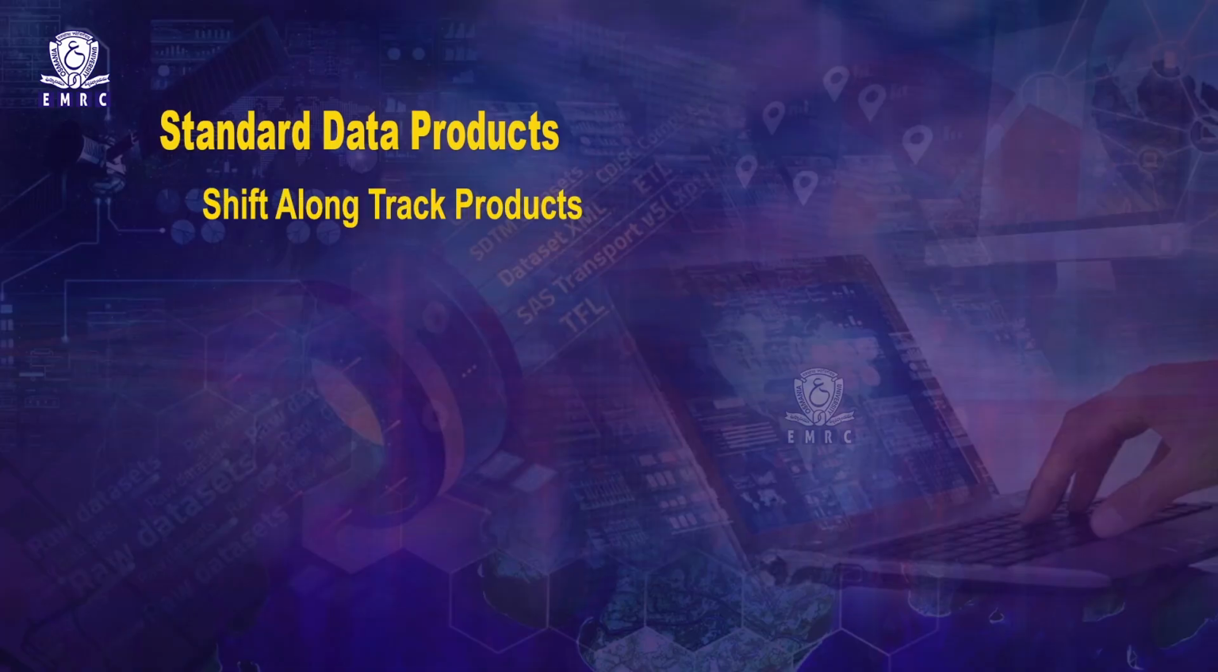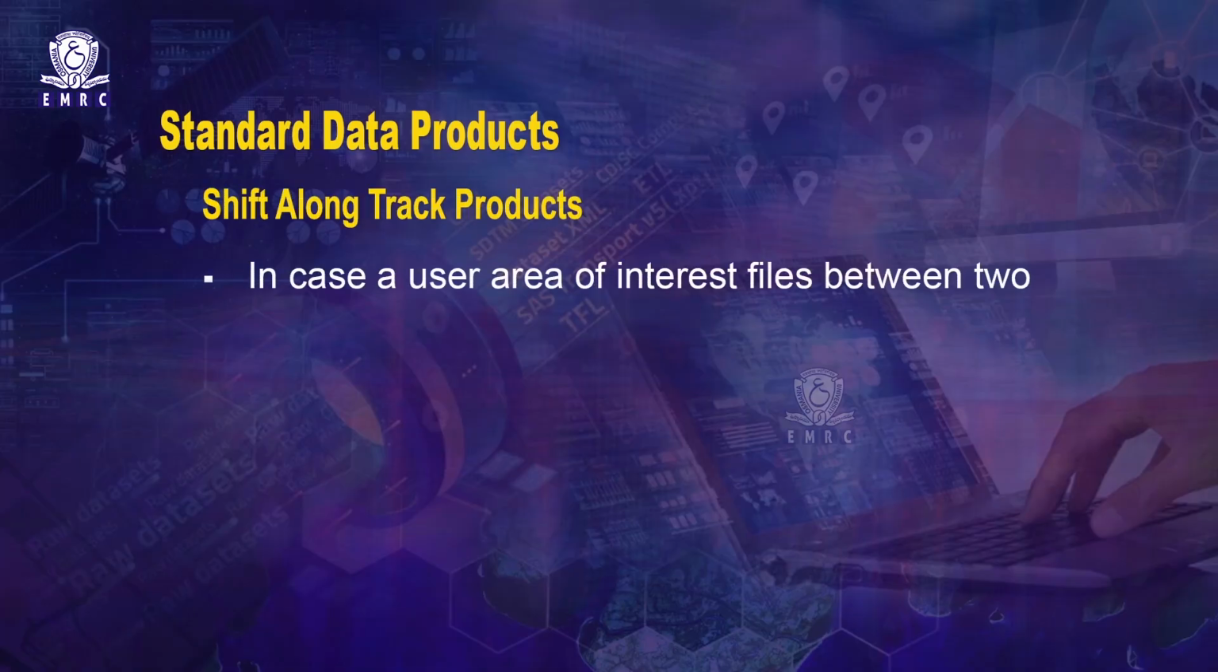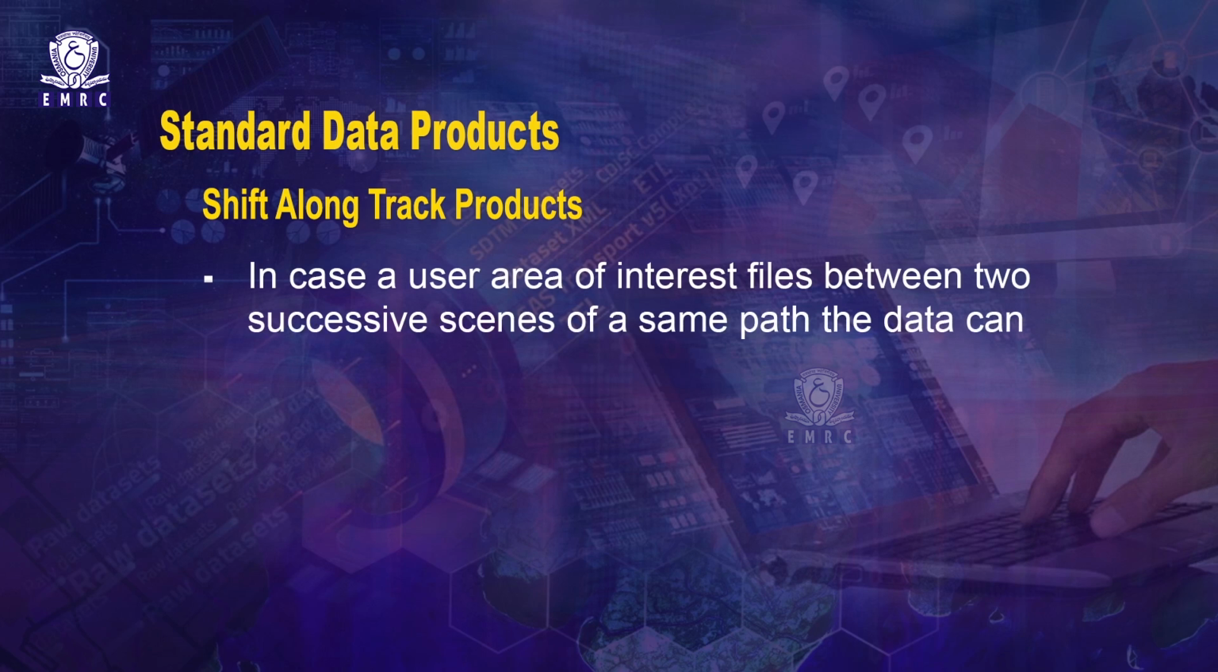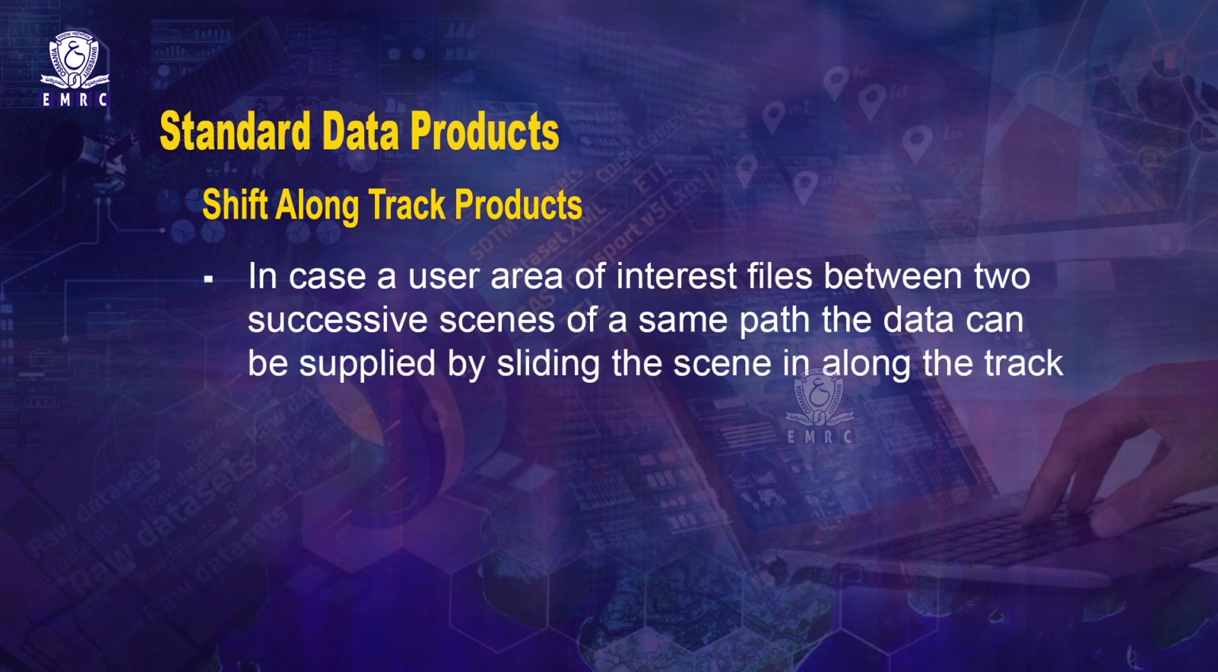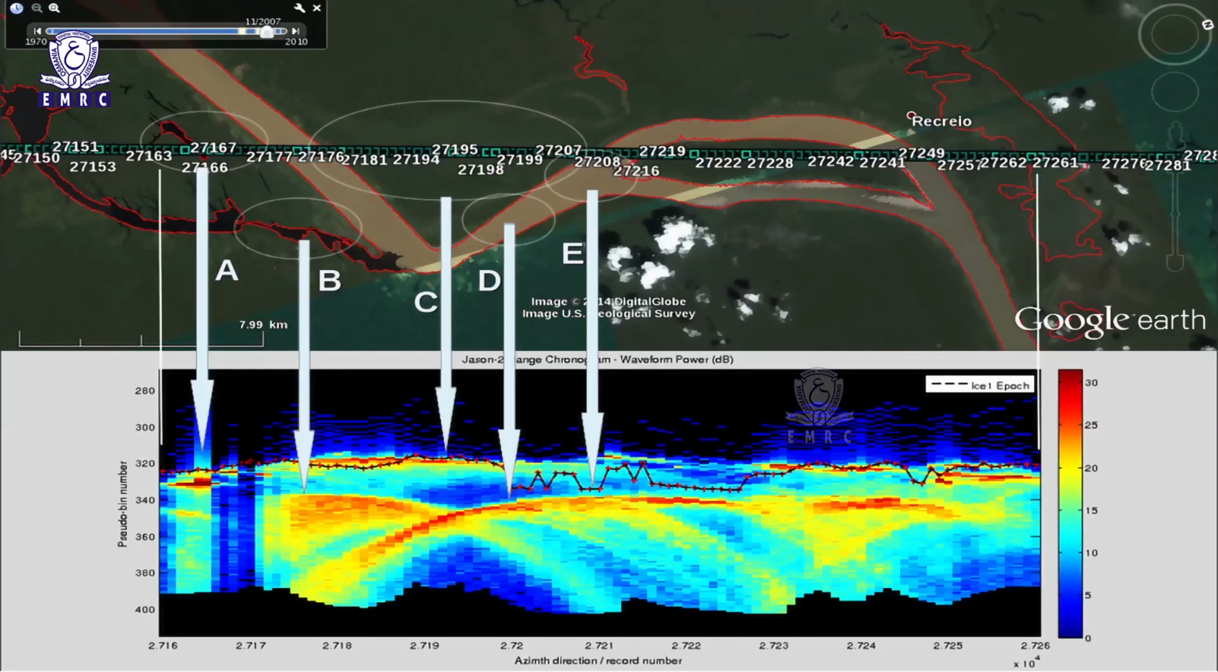Shift along track products. In case a user's area of interest lies between two successive scenes of the same path, the data can be supplied by sliding the scene along the track direction. These products are called shift along track products. In this case, the percentage of the shift has to be specified by the user in addition to the other necessary information about both the scenes.